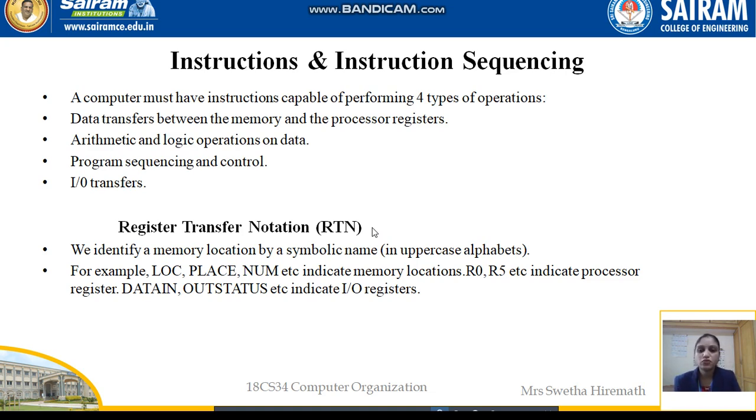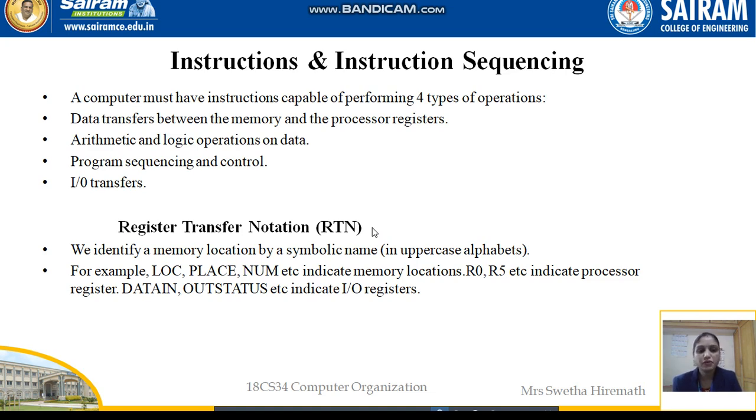So first we are going to look into the register transfer notation, RTN. We identify a memory location by symbolic names, and we represent the symbolic names with the help of uppercase alphabets. For example, LOC, place, num, etc. All these are specified in uppercase alphabets. R0, R5, etc. indicate the processor registers, and data in, out status, etc. indicate the IO registers.